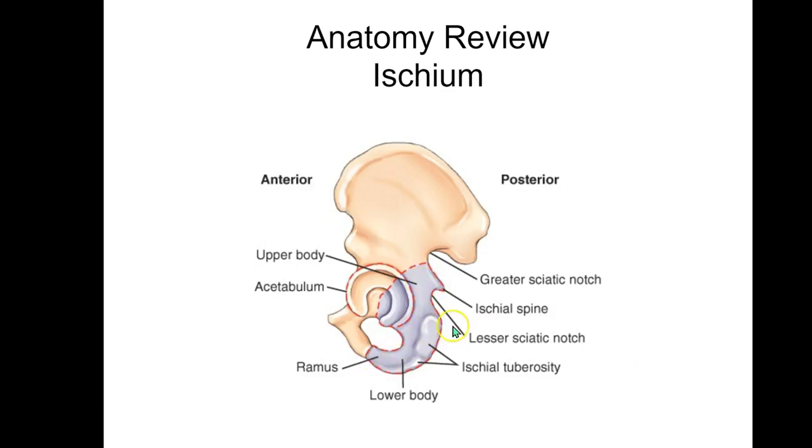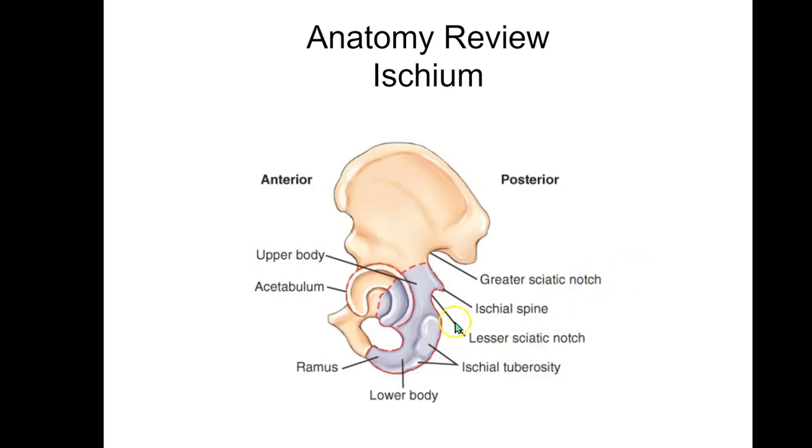Notice how the body of the ischium makes up 2/5 of the posterior inferior acetabulum. The lower portion of the body of the ischium points away from the acetabulum and ends in the ischial tuberosity, which is a rounded, roughened area near the junction of the lower body and the ramus.